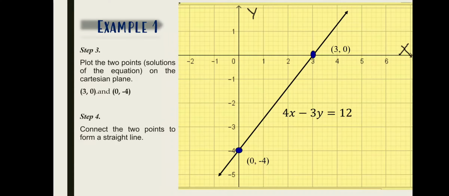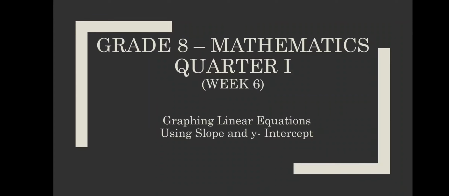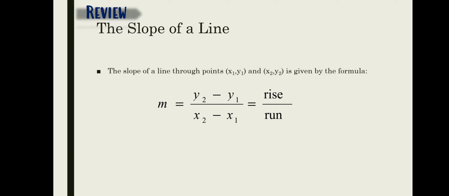Our next topic is about graphing linear equations using slope and y-intercept. But before that, let us review the slope of a line. The slope of a line through points x sub 1, y sub 1, and x sub 2, y sub 2 is given by the formula m equals y sub 2 minus y sub 1 all over x sub 2 minus x sub 1, which is also equal to the rise over run.